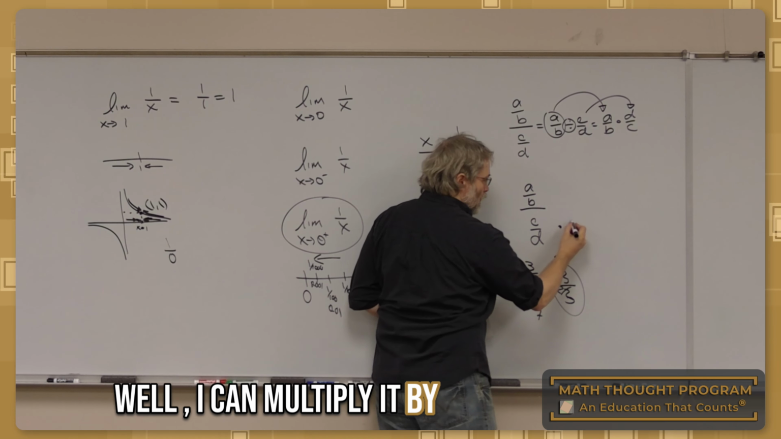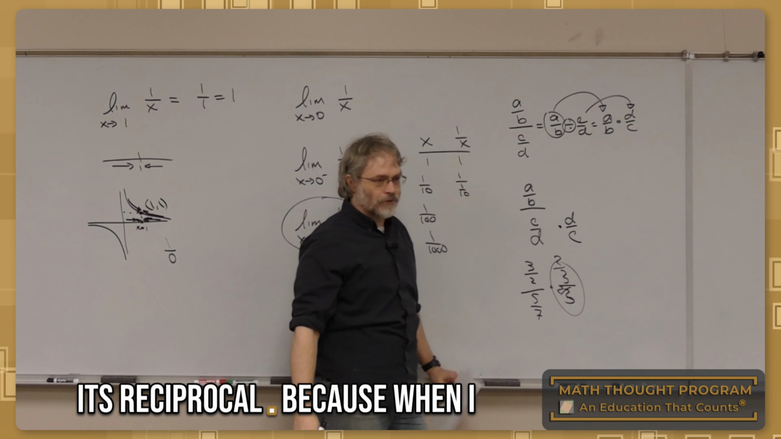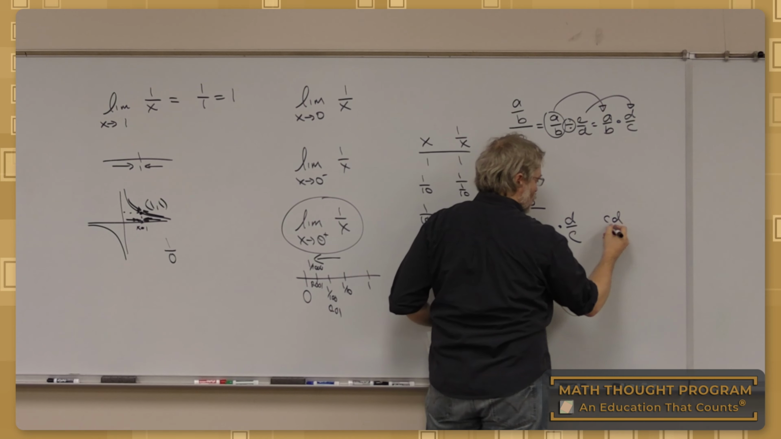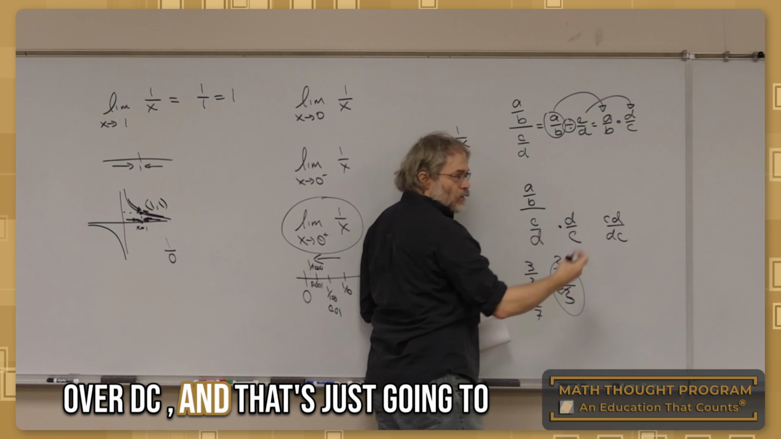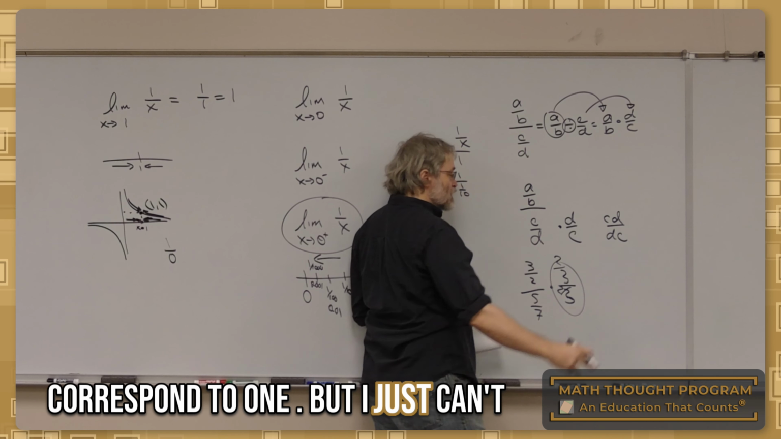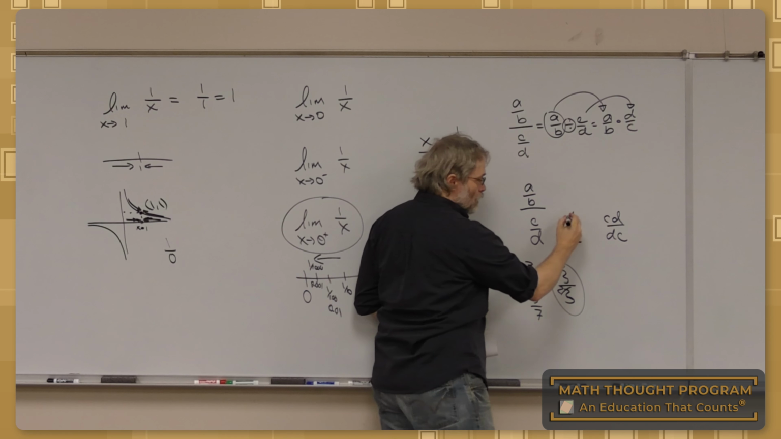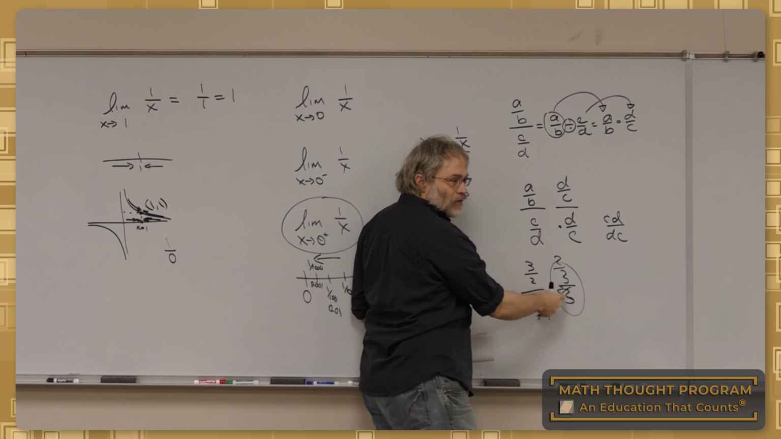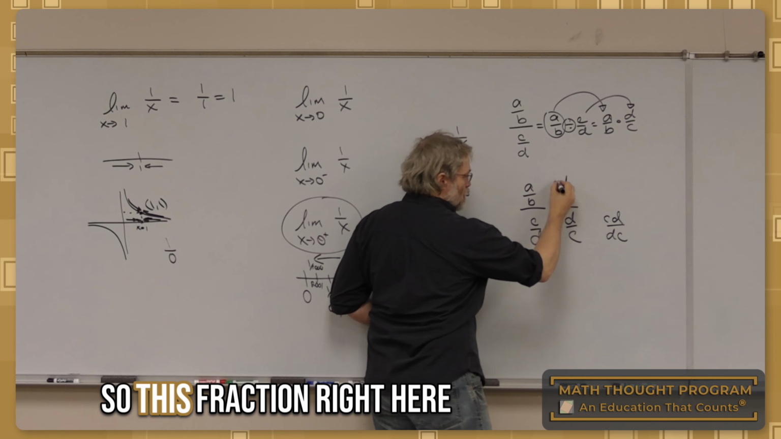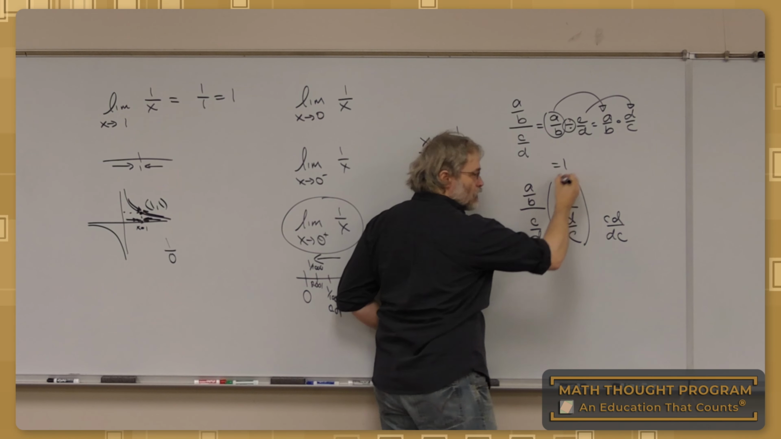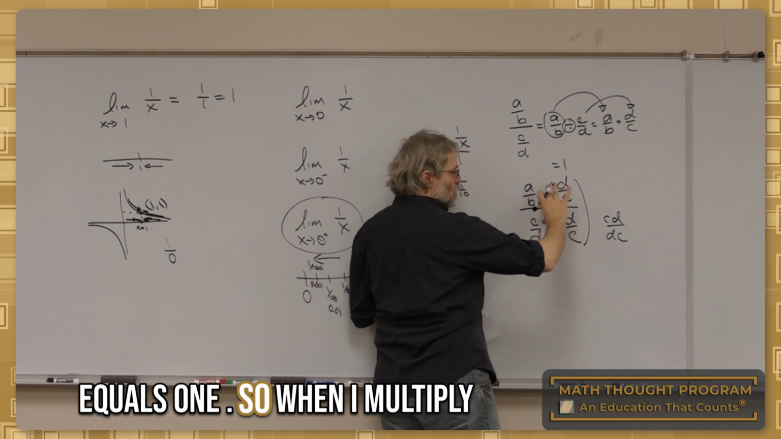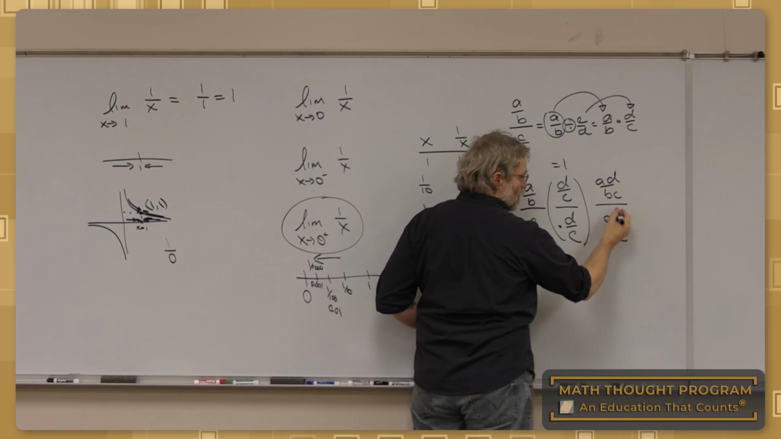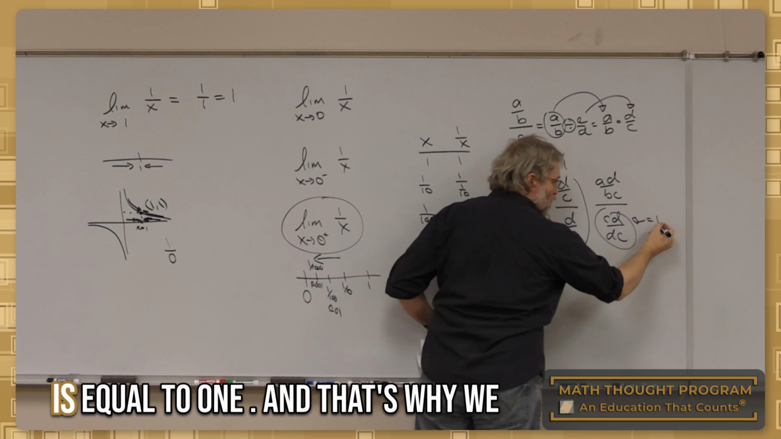Well, I can multiply it by its reciprocal. Because when I multiply by the reciprocal, I'll have CD over DC, and that's just going to correspond to 1. But I just can't multiply the denominator without multiplying the numerator, because again, I got to make sure that it's 1 when I'm multiplying the fraction. So this fraction right here equals 1. So when I multiply through, we're going to have AD over BC, and this is equal to 1.